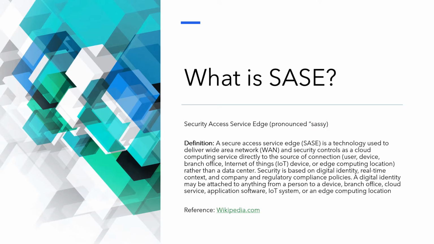Before we jump in, I want to take a minute and outline the definition of Secure Access Service Edge, or SASE. SASE is an approach to deliver wide area network and security controls as cloud computing services directly to the source of the connection. Security is based on digital identity, real-time context, and company regulatory and compliance policies. A digital identity may be attached to things such as people, devices, applications, or cloud services.